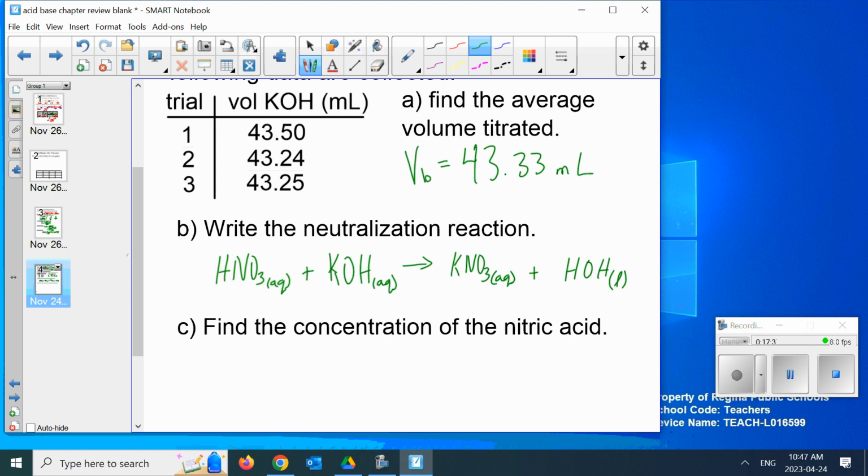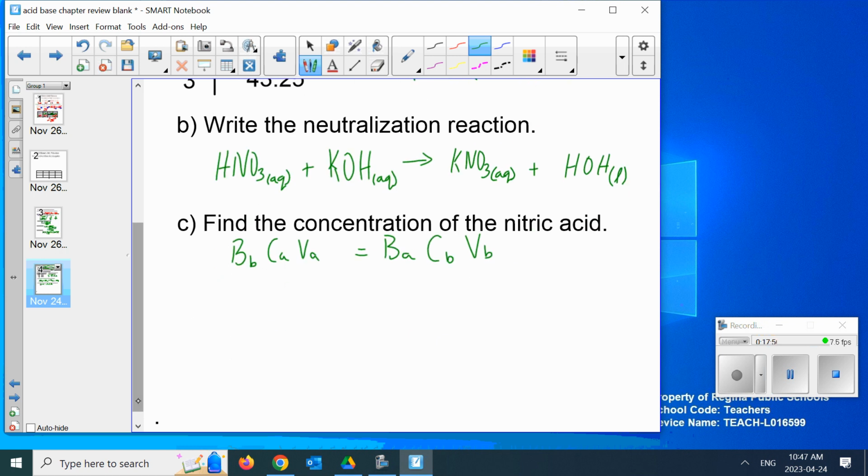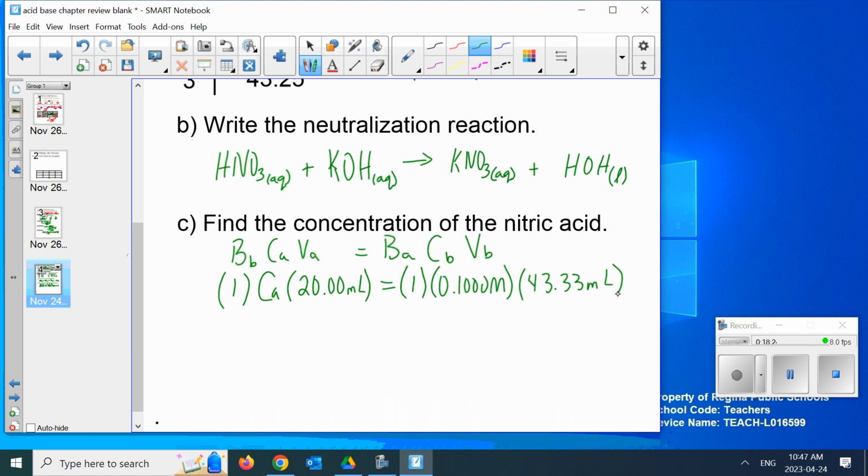So find the concentration of the nitric acid. I would use the titration formula. Balance of the base is 1. So I'm going to just write that in there, but you don't need to. It's not mathematically changing it. Concentration of the acid is what we're trying to find. I think with 20 mLs, the volume of the acid. Balance of the acid is 1. Concentration of the base, 0.1000, a lot of zeros. The volume of the base is 43.33. Now it's just arithmetic divided by 20.